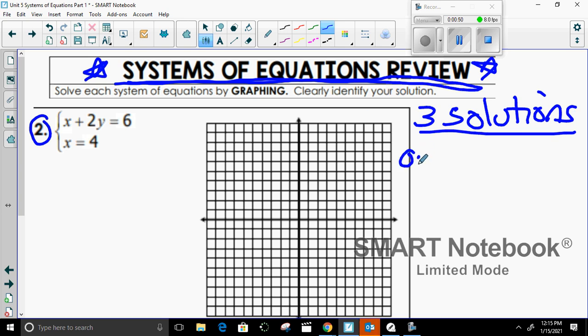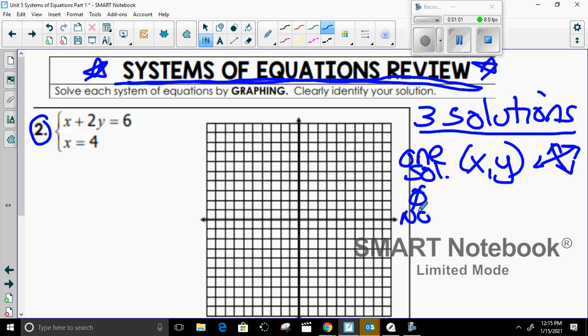Remember, one of the solutions is you could get one solution, which means you get an x and a y. That's when you have lines that intersect. Another one is no solution, and that is when your lines are parallel. That's going to give you no solution. And the very last one is you could get infinite solutions, which means the lines are literally the same. You can either put the symbol or write infinite.